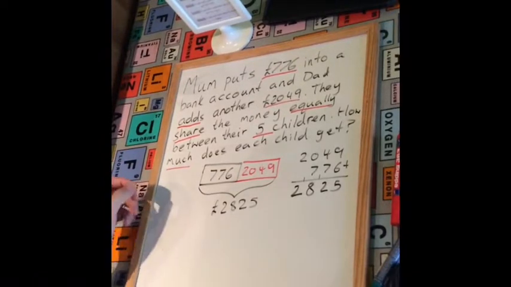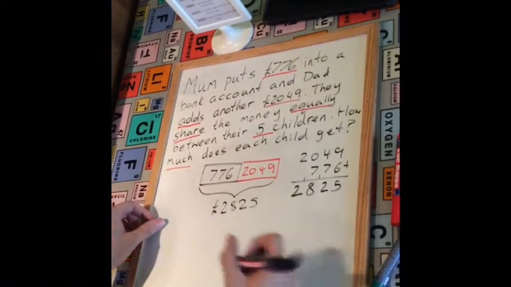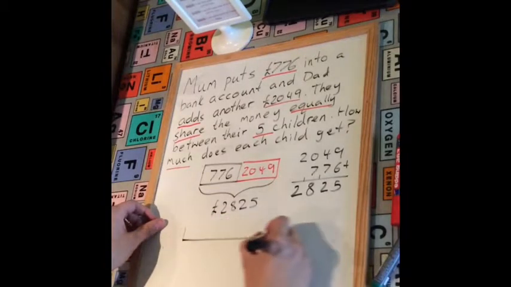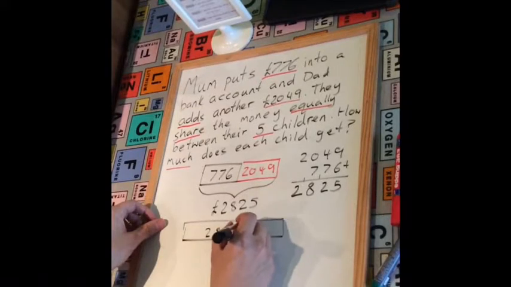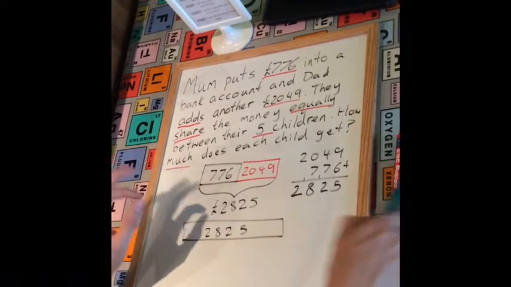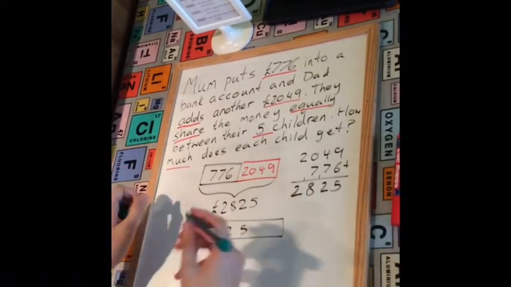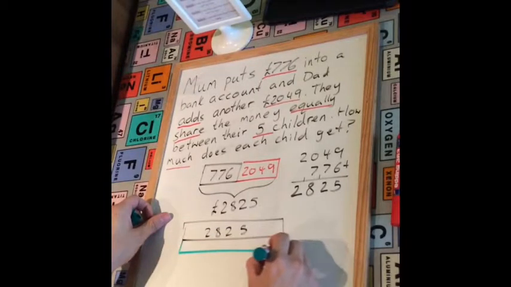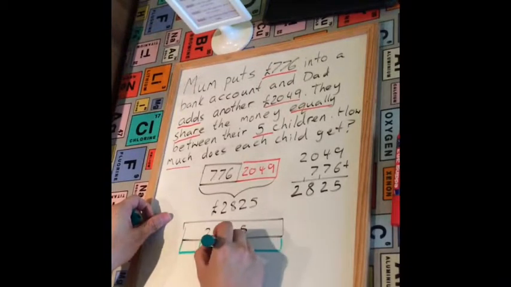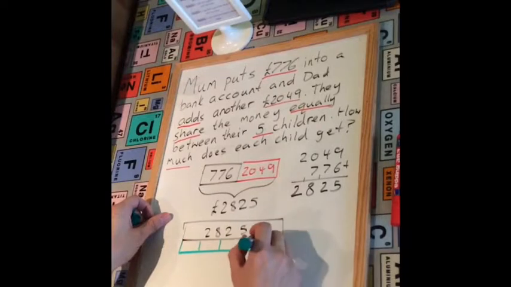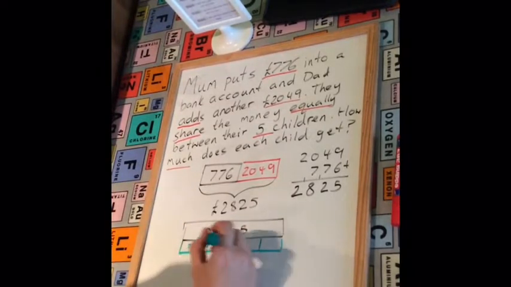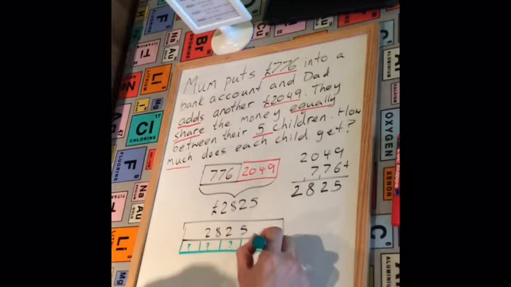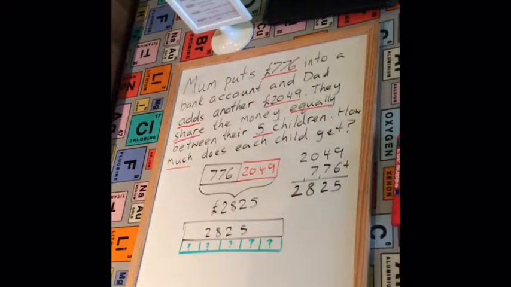Right, step 5. I can tell a partner what I'm going to do next. So what I'm going to do next is I have to share that amount. Okay, so I'm going to draw a picture out for it. I'm going to share £2,825 equally between 5 children. So we've got 1, 2, 3, 4, 5, and each child has to get the same amount. So we're going to then do what we've learned about short division.